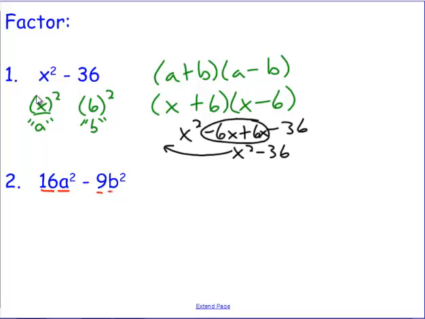What could I square to get the coefficient, and what could I square to get the variable? To square to get 16, I know I need a 4. And then what would I square to get a squared? Well, that'd be a. So I've found my a term here. It's going to be 4a.